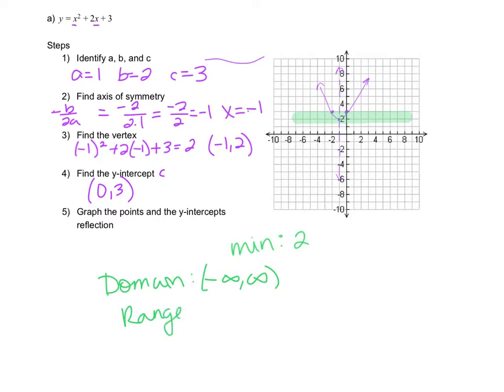And then lastly, let's talk about our range. Oops, I don't need parentheses. Okay, so since this has a minimum, you know it has a lower bound. So the minimum is 2, so that will be your lower bound. And your upper bound is infinity because it goes up and up forever. So it goes from 2 to infinity.